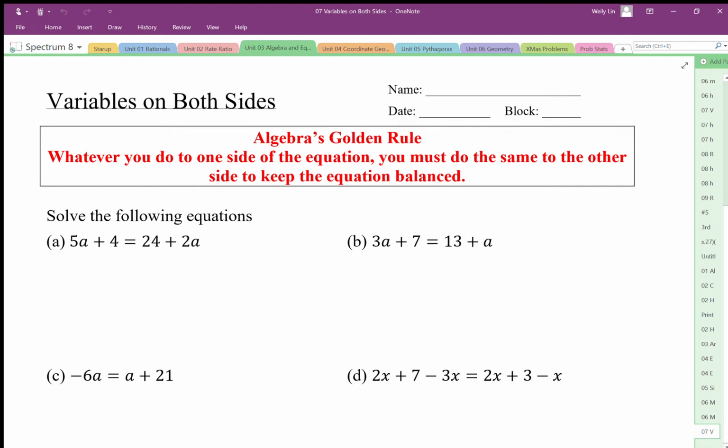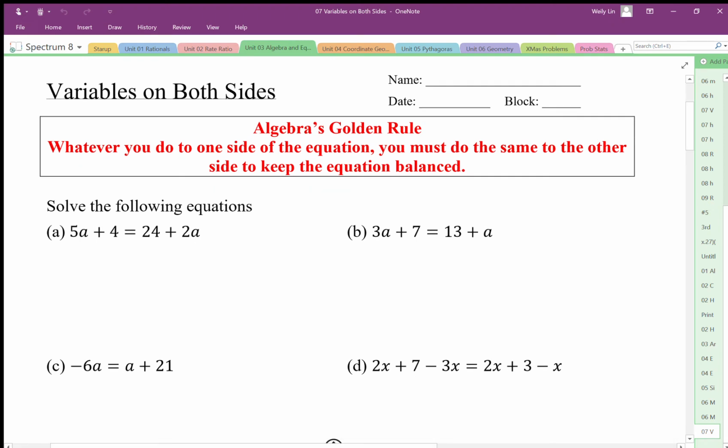So for these problems, we are really just doing the same thing as we did before. We're going to use this golden rule that whatever you do to one side of the equation, we have to do the same to the other. Okay? The real big rule is we need to keep it balanced. So these ones just are a little bit more involved and they have variables on both sides.